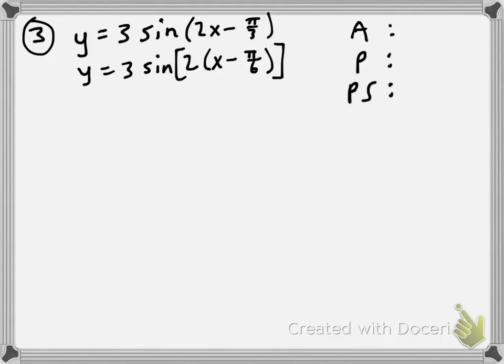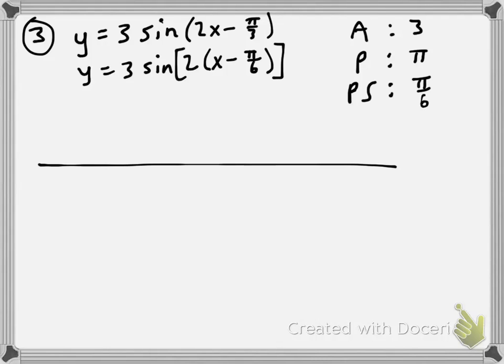Problem number 3, I went ahead and factored that out too, so we can just go right to it. We have amplitude is 3 this time. Period is 2 pi over 2, which is pi. And then the phase shift is pi over 6 radians to the right. Let's make that a better 6.